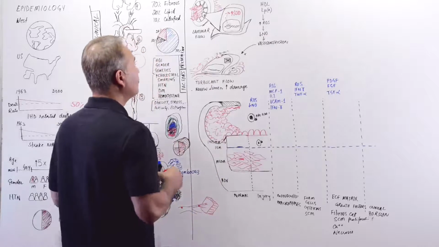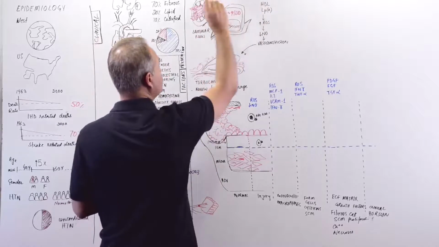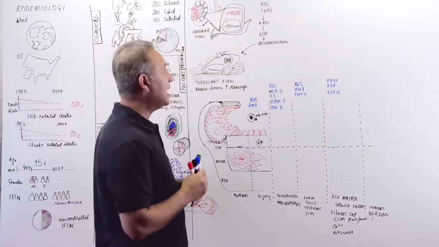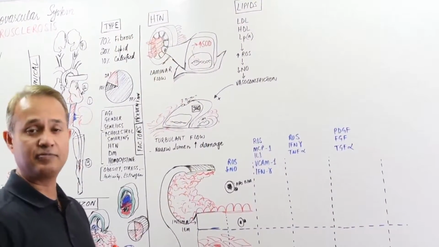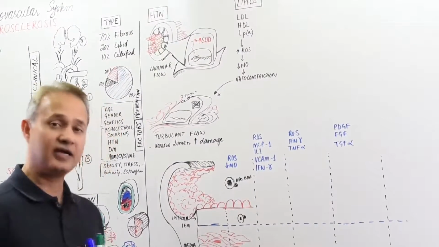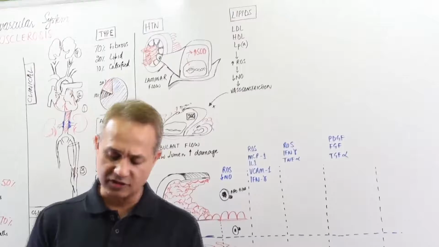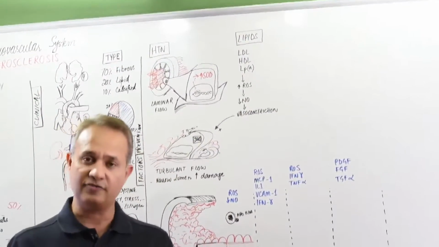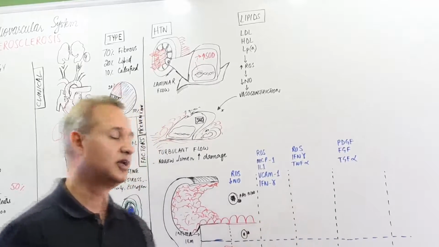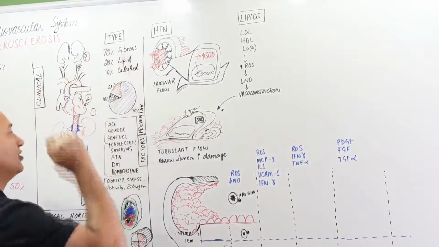So let's start. First of all, I'm going to discuss two primary factors that would cause the damage: hypertension and lipids, or hypercholesterolemia, or hyperlipidemias. There are other factors that can cause damage to the endothelium. For example, there are infections that can cause damage, and there are so many other factors. So let's start with the hypertension first of all.